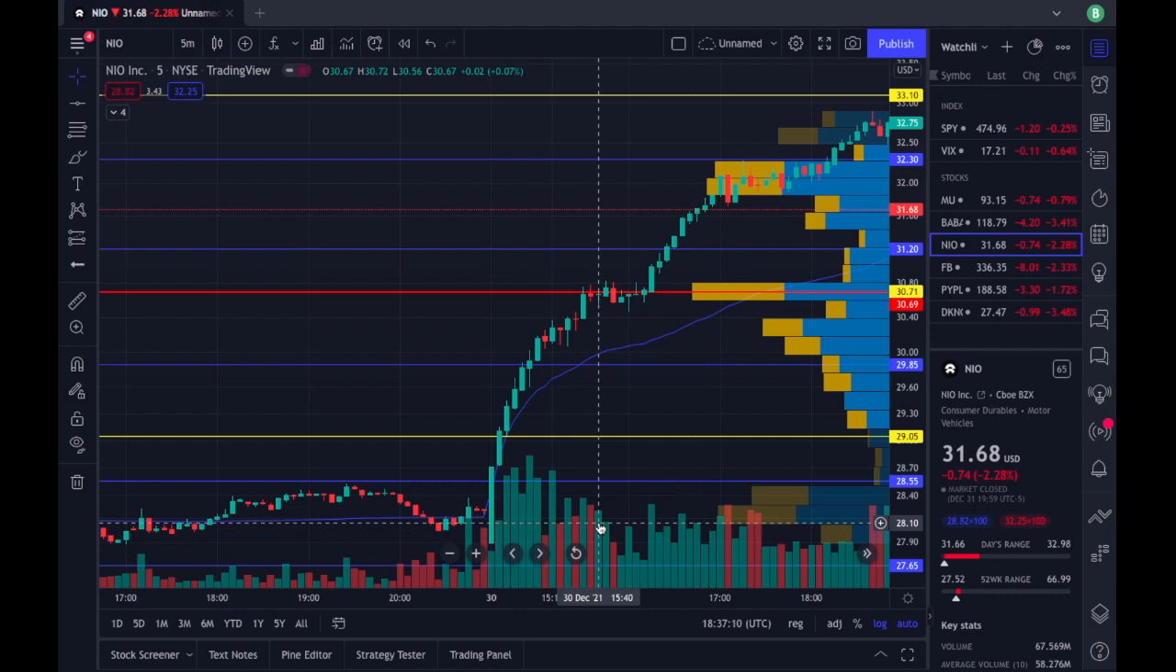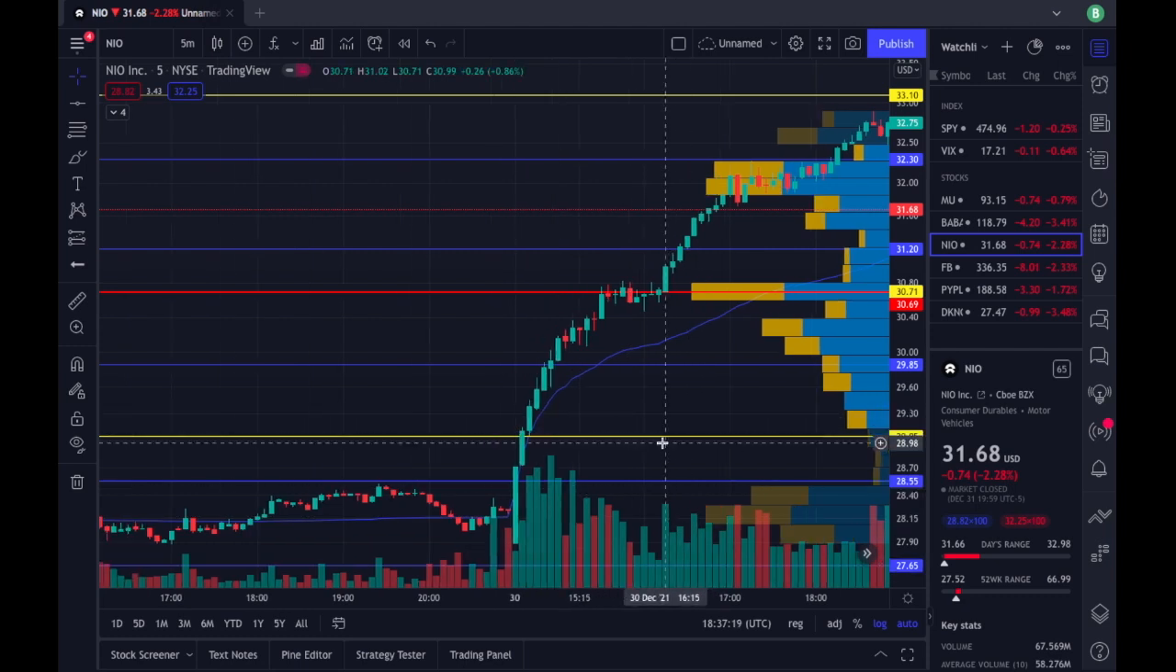Could have entered the opposite side. You know, if it's a failed call, we could enter a put, stuff like that. So that's something that we like to see there as well. When it comes to fake outs, we're waiting for that confirmation.